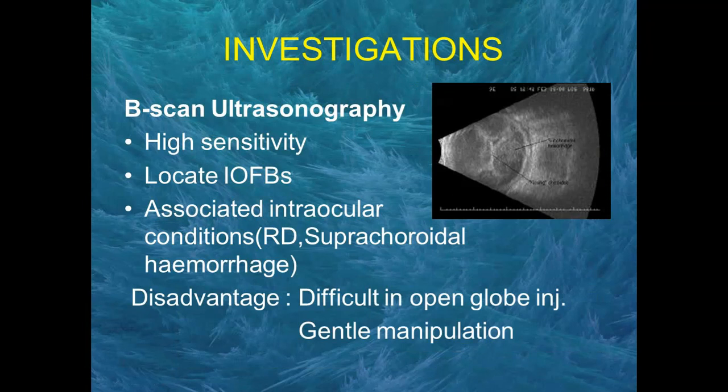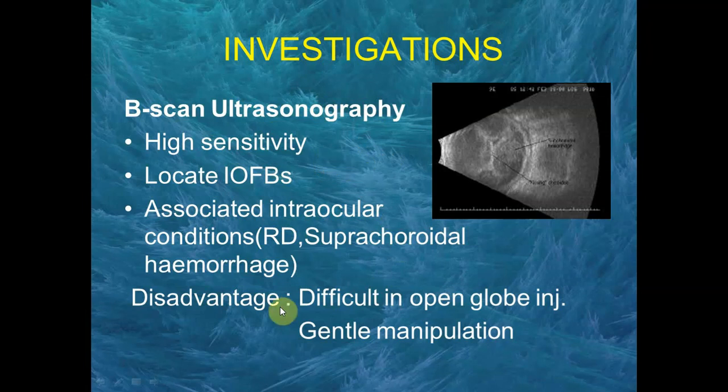Another useful mode of investigation is the B scan ultrasound. It is said to be a highly sensitive method for investigating intraocular foreign body and helps to localize most of them. Apart from localizing the foreign body, it can also tell you if the foreign body has caused any intraocular damage like a retinal detachment or a suprachoroidal hemorrhage. So you can see, this is a B scan here, this is the retina, and you can see these spaces here. This is basically blood accumulation. So suprachoroidal hemorrhage is what we see over here. That is something you can identify with a B scan, which you cannot do with a CT scan.